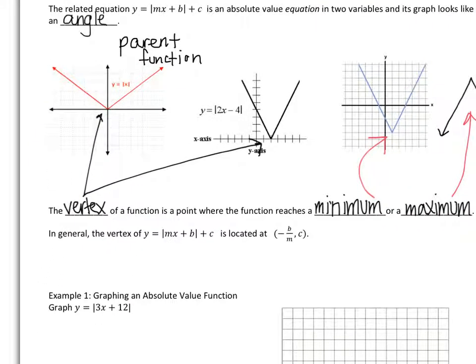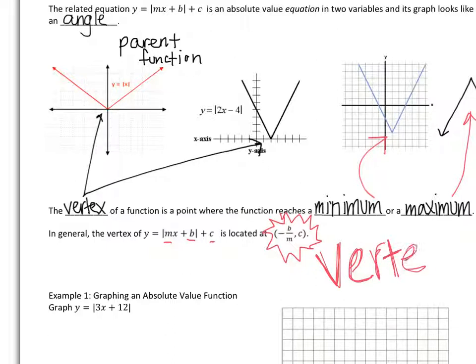We can figure out what the vertex is without ever graphing, and that's by using this negative B over M comma C thing. We take the M, the B, and the C that will be numbers. We take those and we plug them into this, and that'll give us our vertex. I want you to remember that. You will have to use it on your notes. So make it exciting.